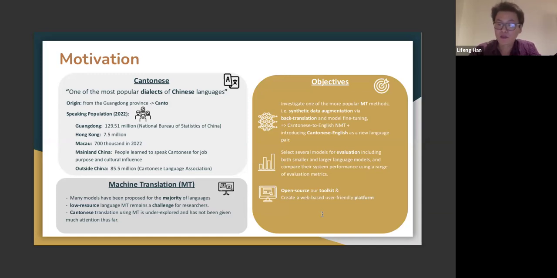We select several models for evaluation, including both smaller and larger models, and compare their system performance using a range of evaluation metrics, including both lexical similarity metrics and embedding metrics. Finally, we will demo our platform available on GitHub.